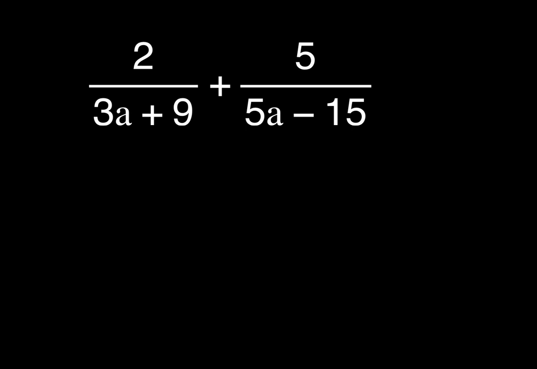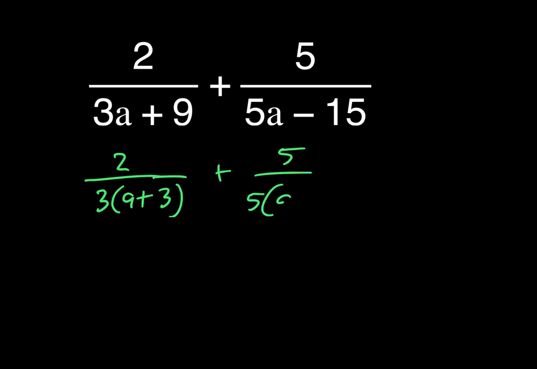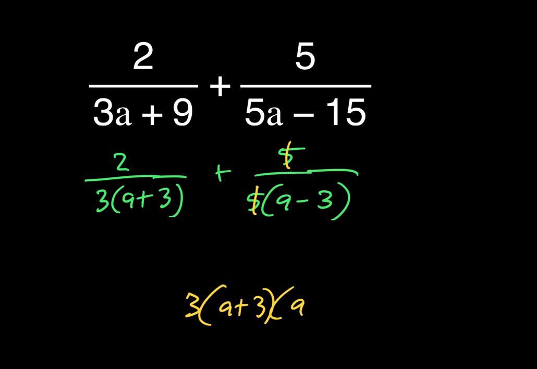When we move on to these, sometimes it's easier if I can factor first. 2 over 3 times a plus 3 plus 5 over 5 times a minus 3. These can reduce because they're being multiplied. So now my final denominator will be 3 times a plus 3, a minus 3.